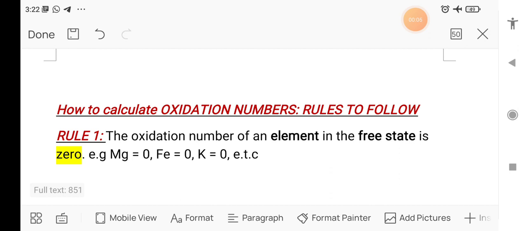In today's lesson, you will learn how to calculate oxidation numbers. Here are the general rules to follow.